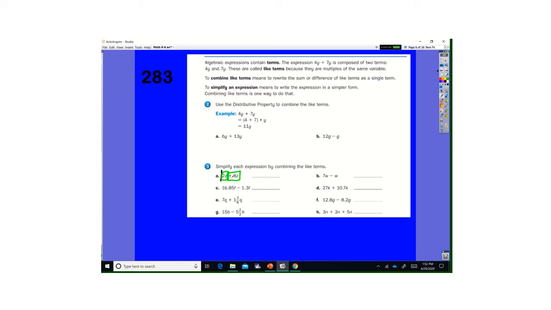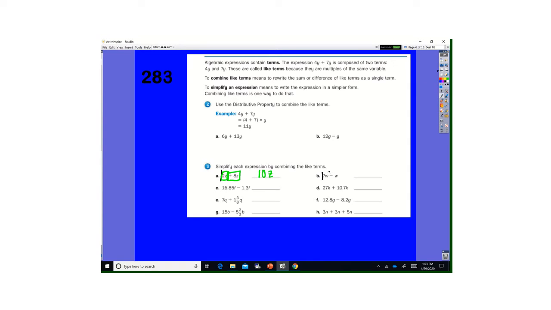Notice how I bring whatever sign is in front of it, plus, minus, whatever it is, I always bring that with it. Now these are both z's. So when I combine that, I'm simply going to do 2z plus 8z, which gives me 10z. So we get 10z.